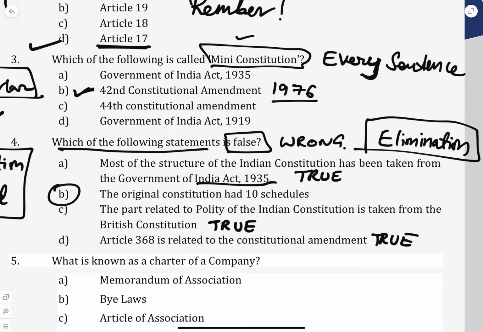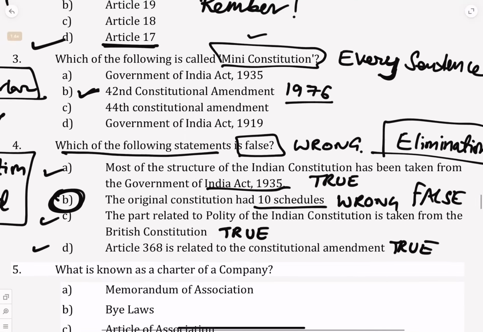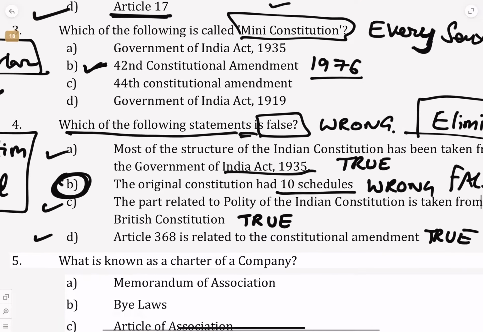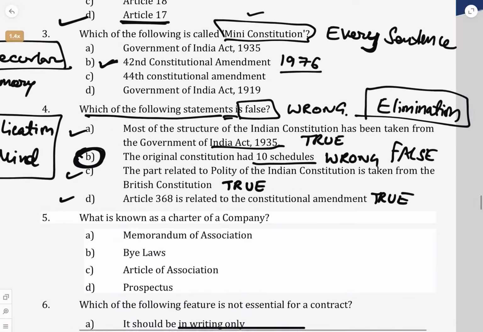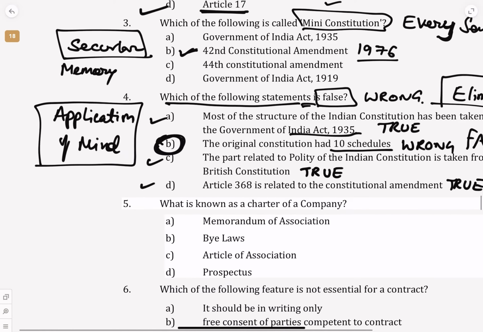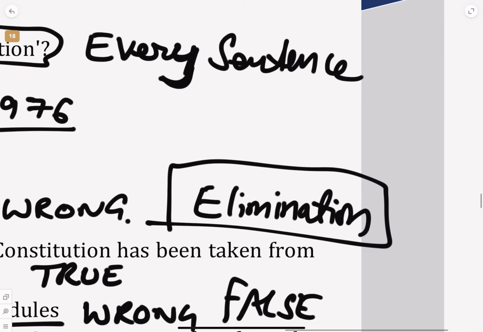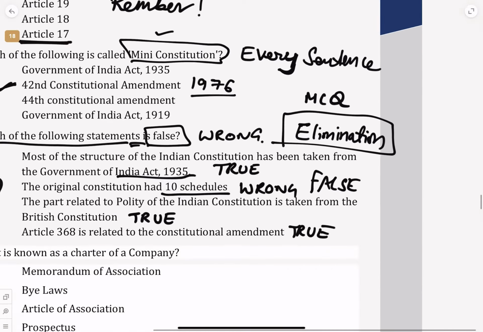The original Constitution had 10 schedules. This is wrong. This is wrong and this is false. So even if I don't know this answer, because I know the other three are true, and the question is which of the following statements is false, I can select option B. So that is how you go for elimination. So when you don't know MCQ questions, you can try the elimination method.